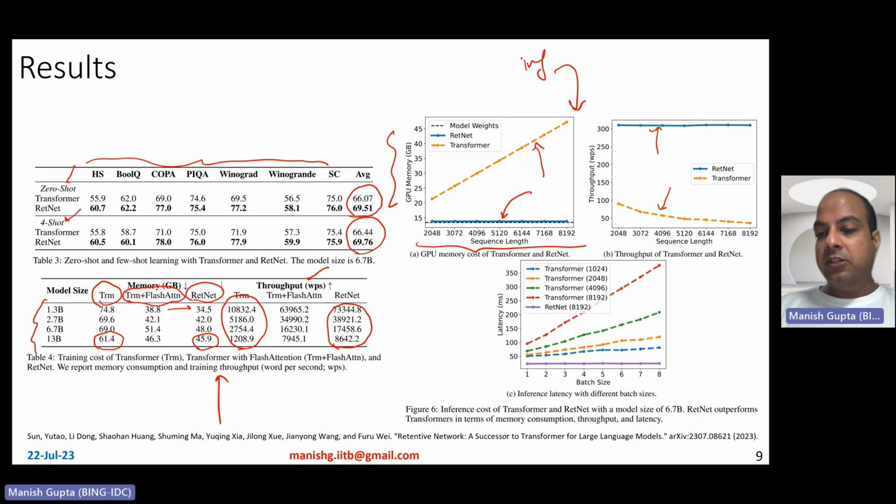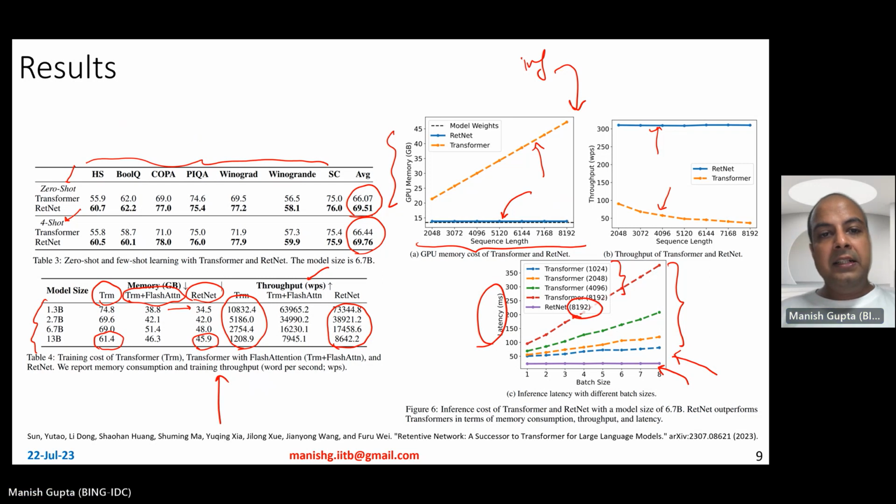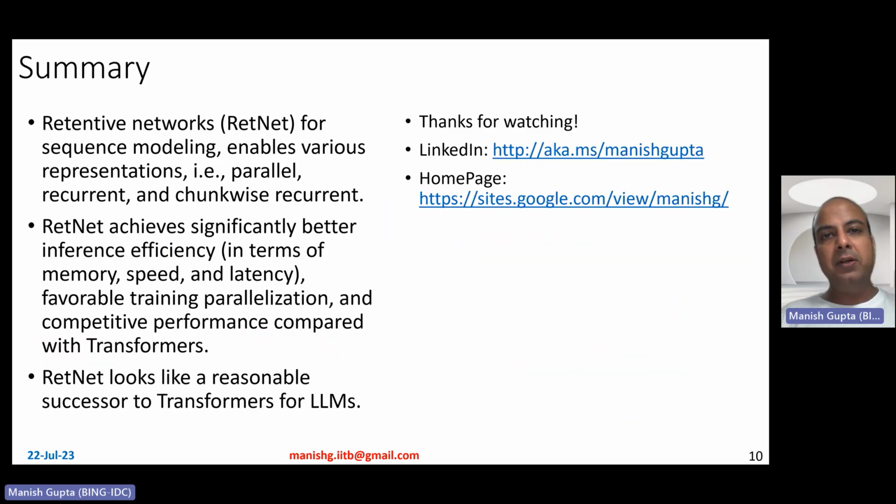Okay. What is also interesting is what happens as you increase the batch size. As you increase the batch size, the latency for standard transformer models with different sequence lengths increases. But for RetNet, it stays more or less the same, even with 8,000 as the input sequence length. Okay. So that's that. That's about retentive networks or RetNets.